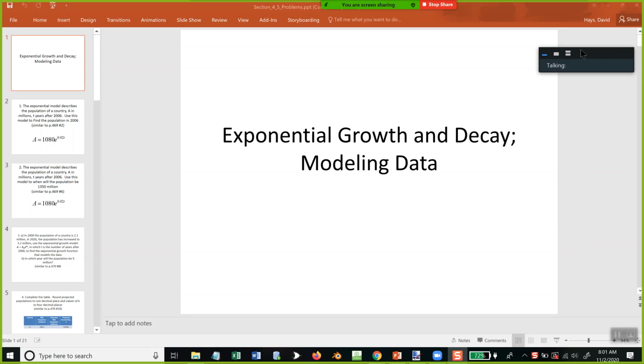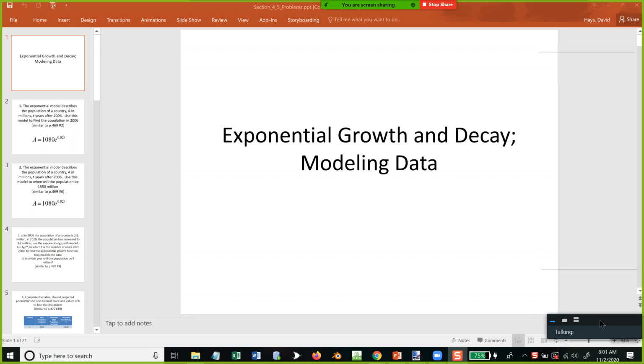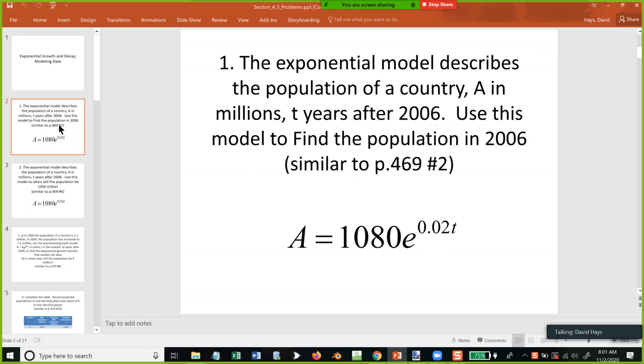This is section 4.5, exponential growth and decay modeling data. Now, these first problems in the PowerPoint, I'm going to skip over. I'll just talk about them briefly. I don't have any homework on these. They're useful for some majors, but for most majors not very useful.